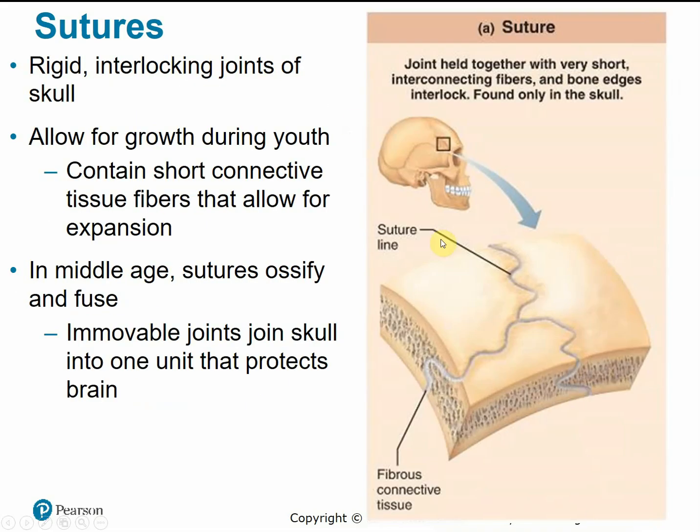Sutures are those rigid interlocking joints of the skull. So the plates of the skull have these wavy edges that kind of interlock like puzzle pieces to form these suture joints. During childhood growth and development, they contain short connective tissue fibers that allow for expansion. So as the child's growing, their brain's developing, the skull can grow with it. But as we reach adulthood, these sutures will ossify and become immovable joints that join the skull as one complete unit. So similar to the closure of the epiphyseal plate in long bones.